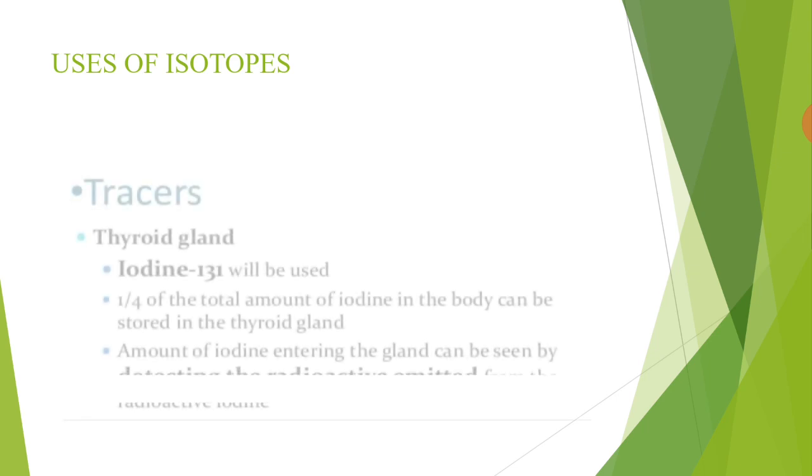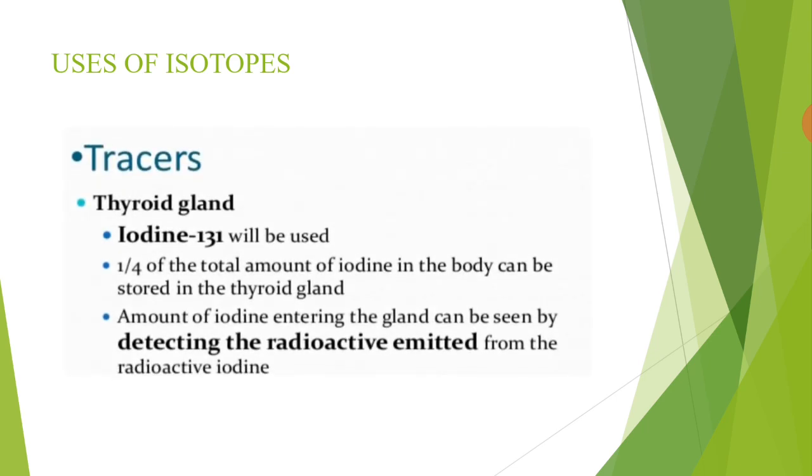Iodine 131 is used as a tracer in diagnosing thyroid problems. One fourth of the total amount of iodine in the body can be stored in the thyroid gland. The amount of iodine entering the gland can be seen by detecting the radiation emitted from the radioactive iodine.